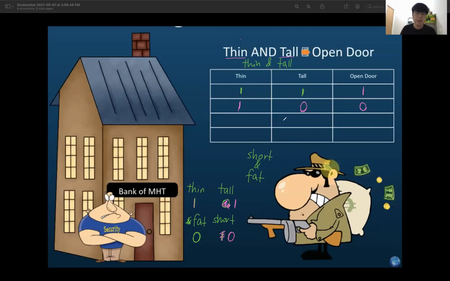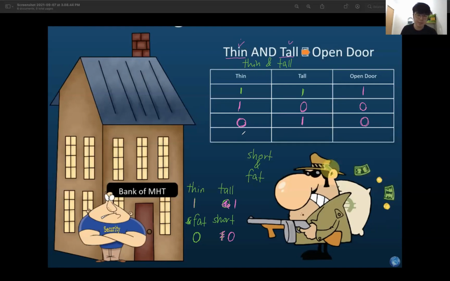The third customer comes. Third customer is fat. Okay, 0 means fat. And then he is tall. He is tall, he fulfills, but he is fat, not thin. So he is also not allowed to pass, right? So this is also closed door, do not allow.